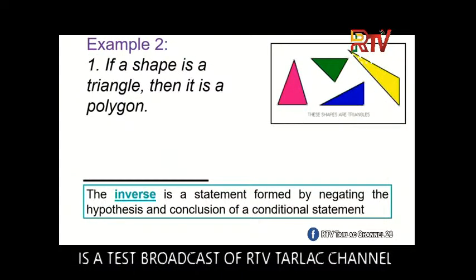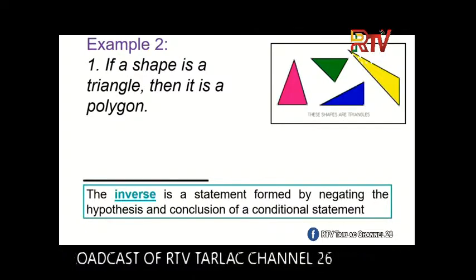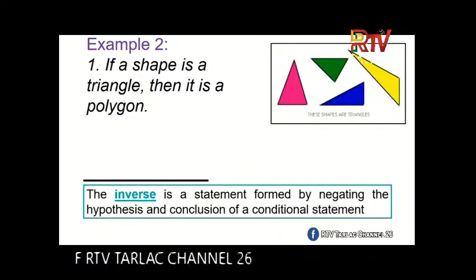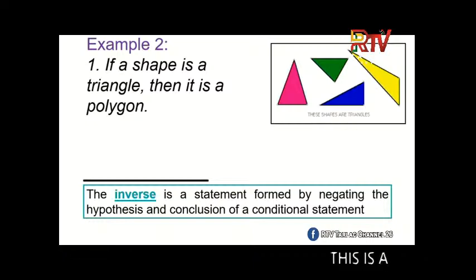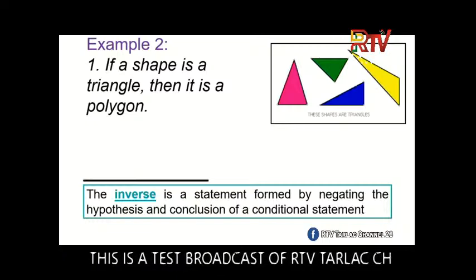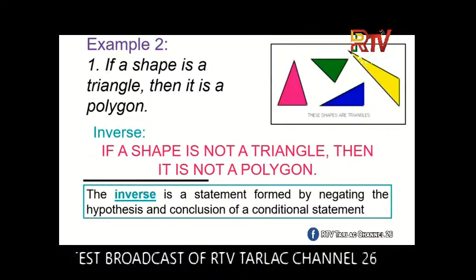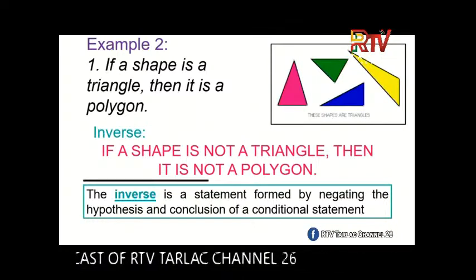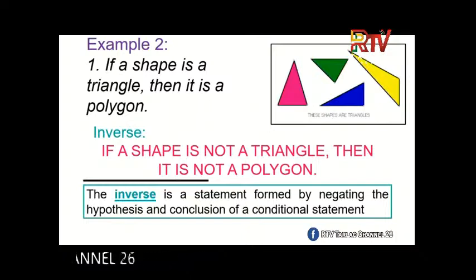Let's have the second example. The statement given is, if a shape is a triangle, then it is a polygon. By negating the hypothesis and the conclusion, we get the inverse. That is, if a shape is not a triangle, then it is not a polygon. As you can see from our two examples, negating a phrase can be done by simply adding the word not.